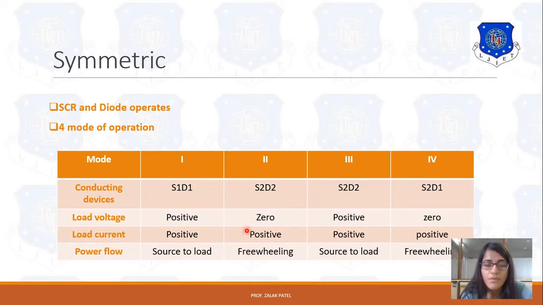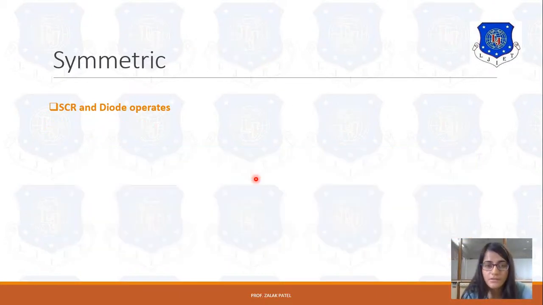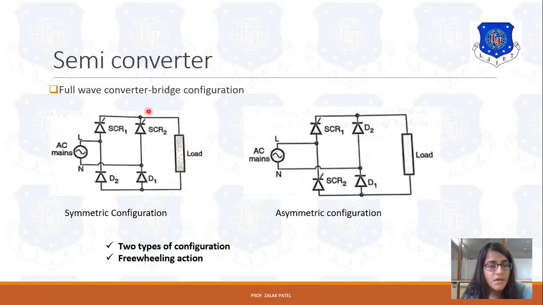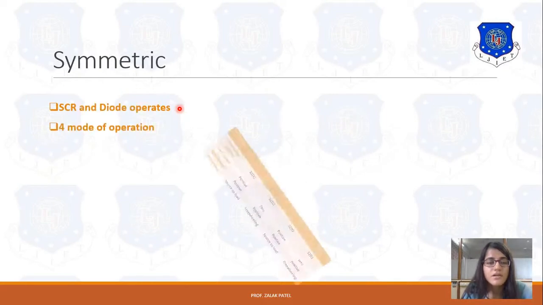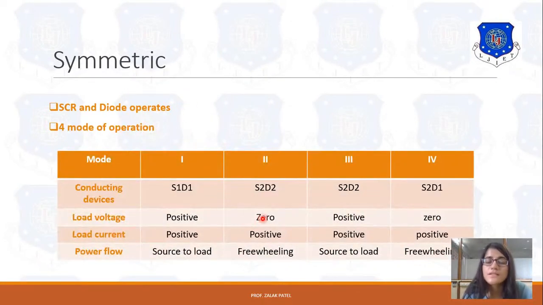Now if we talk about the load voltage, then if again S2 and D2 are operated, as you see in this diagram, S2 and D2 will be operated in the next cycle. So if SCR2 and diode 2 are operated, then the load voltage is 0 and the diode acts as a freewheeling diode. The load is inductive, and the equivalent circuit has the inductive load connected across SCR2 and diode 2. So this is mode 2 operation.